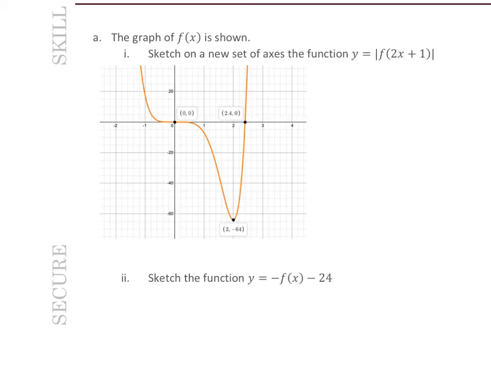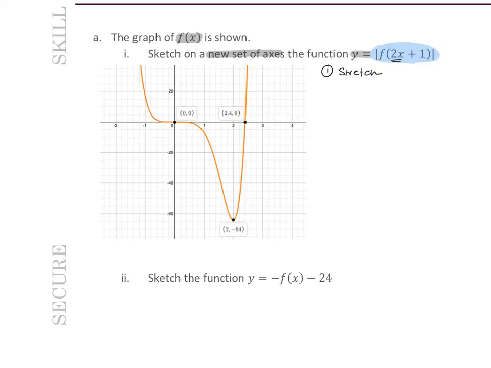So question A, the graph of f of x is shown. Sketch on a new set of axes the function y equals, now we have a whole modulus here, f of 2x plus 1. So there's actually three things happening here. And we're going to do what's inside the brackets first. So number one is we're going to look at this because that is the multiplying, so the BIDMAS. Now that is a stretch.